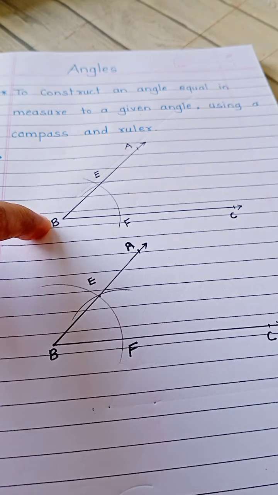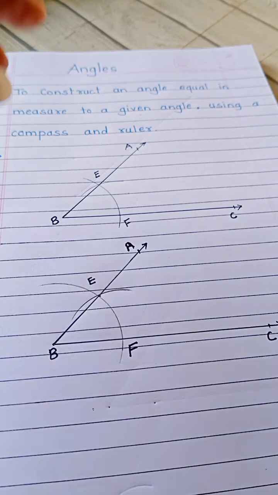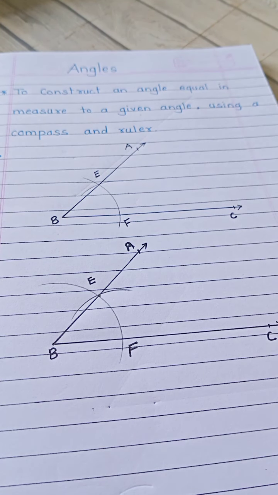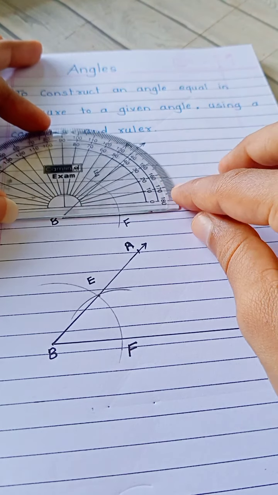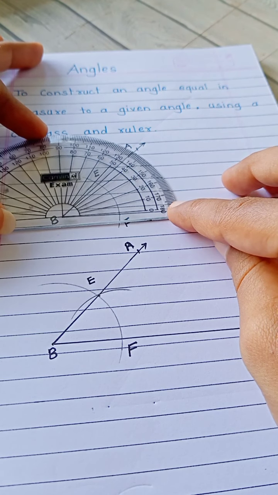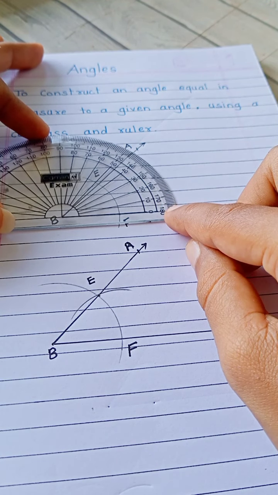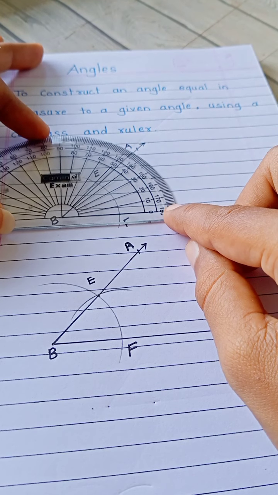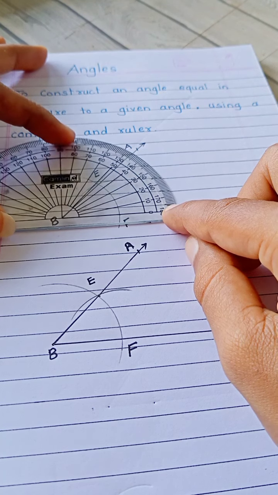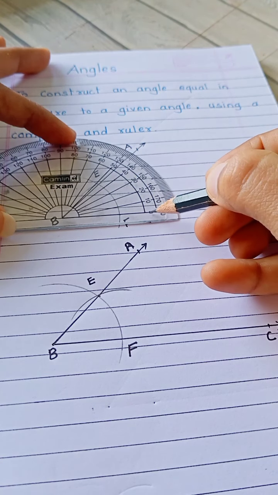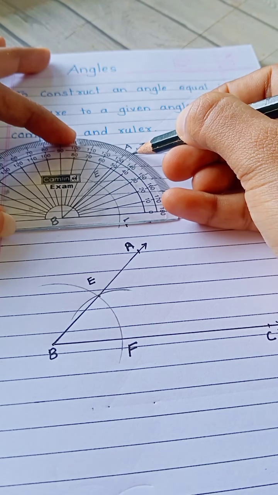Now this was our given angle. We can verify it by using a protractor. Till then we should not use the protractor. For this construction we should use only pencil, compass and scale, and to verify it we use the protractor. Here I am measuring the first angle. It is 47 degrees. This measurement from 0 up to here is 47 degrees.